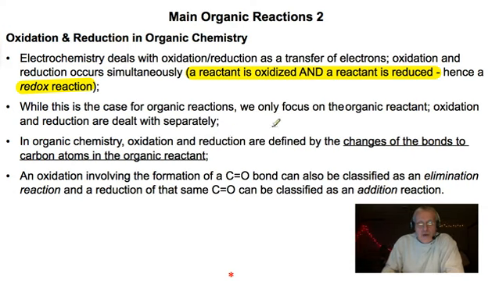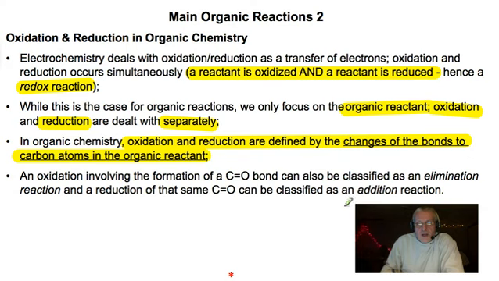In organic chem, we focus in on the organic reactant only, and we look at oxidation as a process that takes place in the reactant, or we look at reduction as something that happens to the reactant. And when we look at this from the organic context, oxidation and reduction show up as changes in bonding in the carbon atoms, specifically changes in bonding to oxygen, so increased bonding of oxygen or a decreased bonding of oxygen. And we can look at the same context in terms of hydrogen.